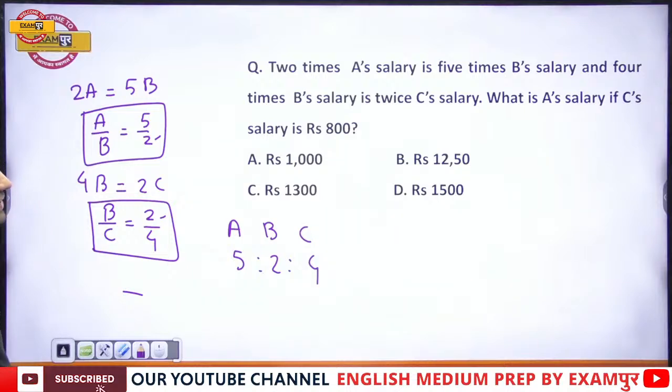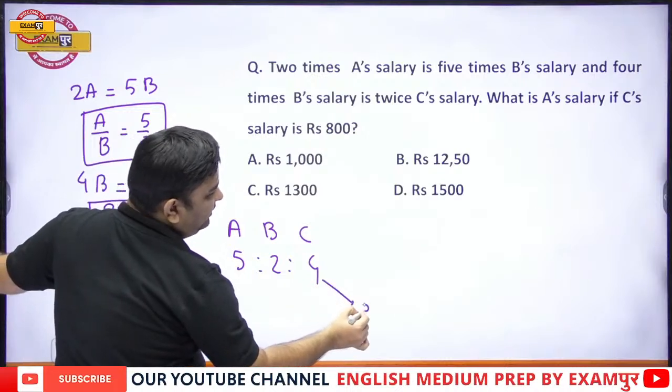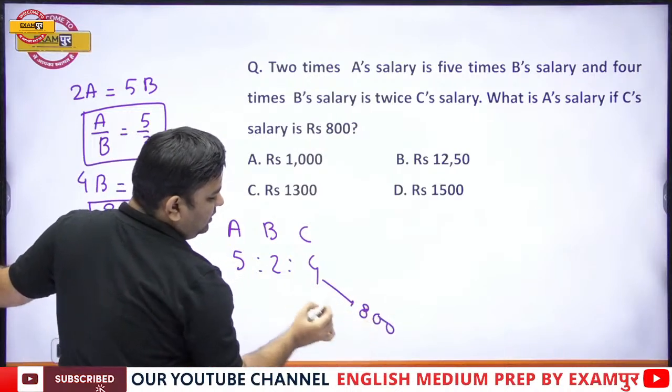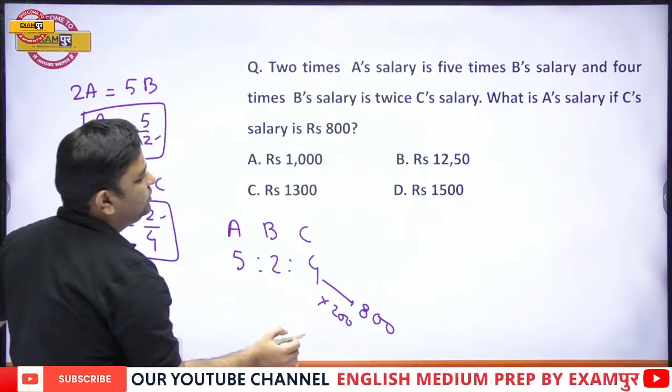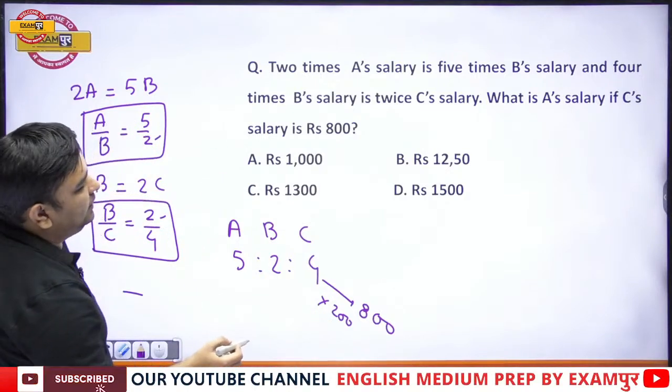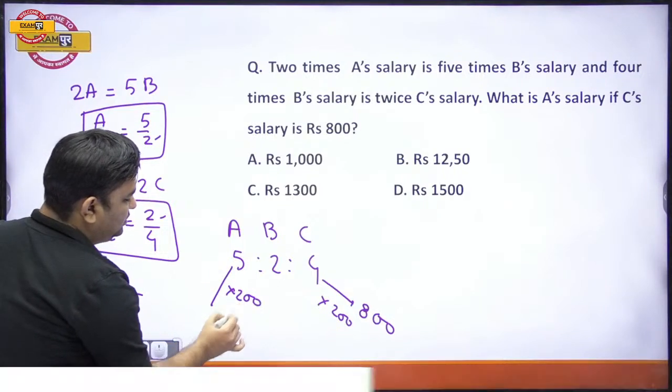If C salary is 800, what is A salary? If 4 is given as 800, 4 units is 800, so 1 is 200. What is A salary? A is 5, 5 into 200, 1000 would be the answer.